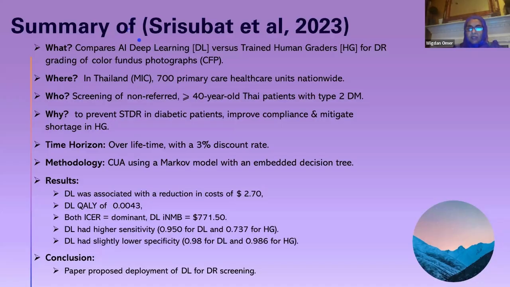$771.5. Deep learning had higher sensitivity, 0.95 for DL versus 0.737 for HG. That means these are the true positives. It had slightly lower specificity, which is 0.98 versus 0.986 for HG. And this is for the true negatives. The conclusion was that the paper proposed deployment of DL for diabetic retinopathy screening.